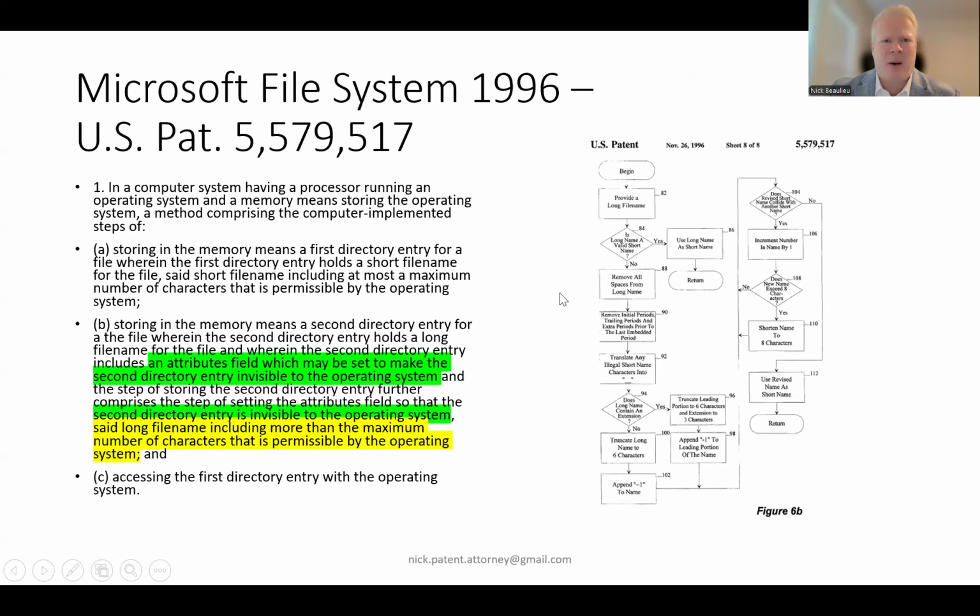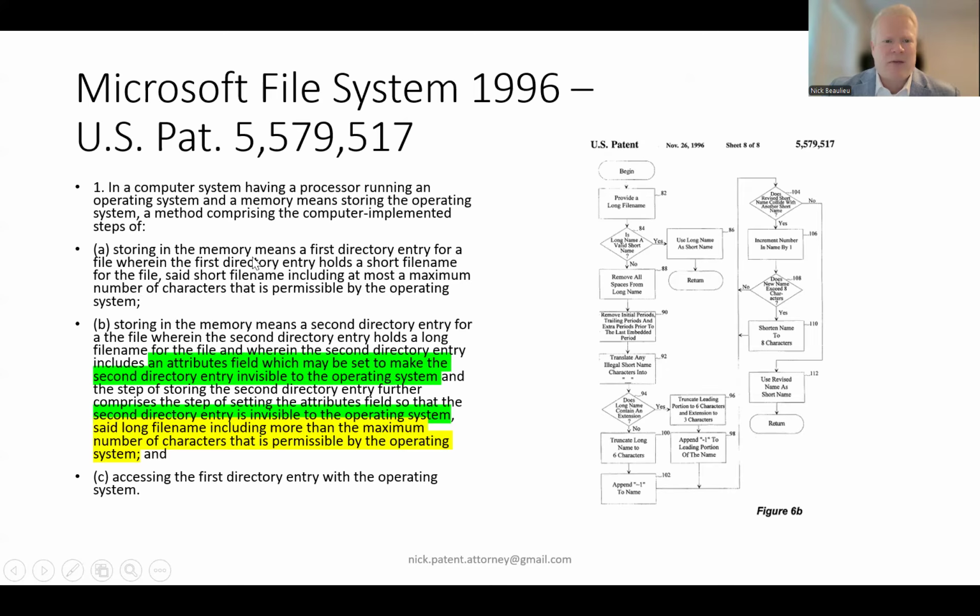The next one is a Microsoft file system patent that was important foundational technology for their operating system. It says, in a computer system having a processor running an operating system and a memory means storing the operating system, a method comprising the computer implemented steps of storing in the memory means a first directory entry for a file wherein the first directory entry holds a short file name for the file, said short file name including at most a maximum number of characters that is permissible by the operating system.